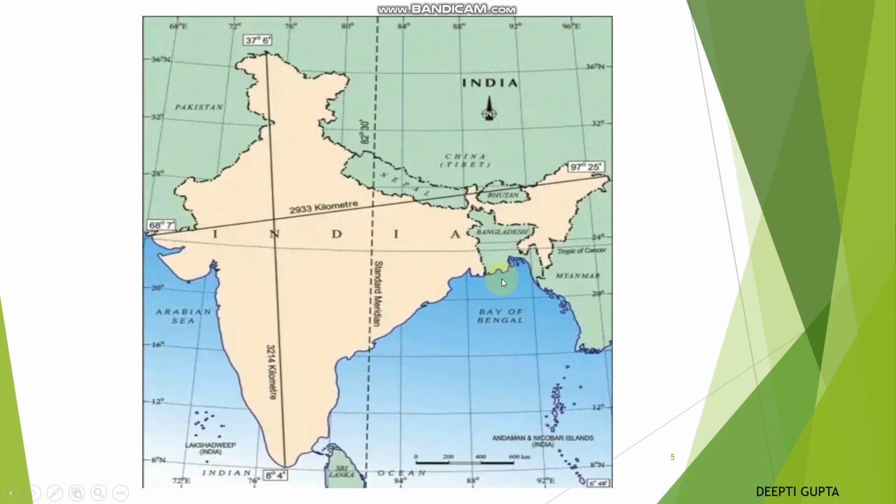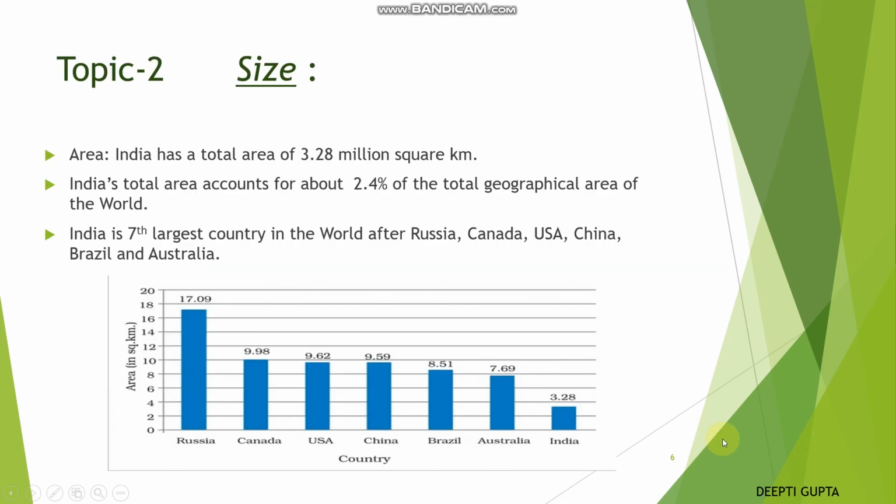So, with the help of this map, you can see all these things: latitudes, longitudes, Tropic of Cancer, Bay of Bengal, Arabian Sea, and the standard meridian also. This you can see in your NCERT book also.